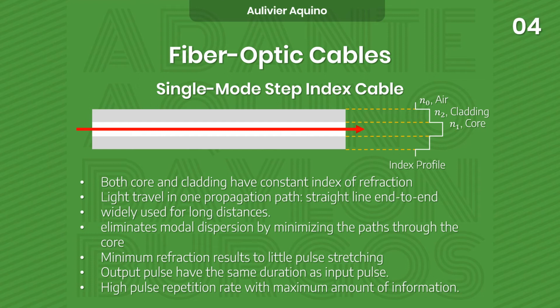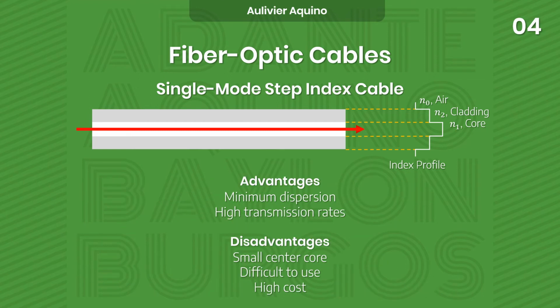The typical core sizes in a single mode step index cable are 2 to 15 micrometers. Here are the advantages and disadvantages of single mode step index cable. The first one for the advantages is minimum dispersion. All rays propagate down the fiber and take the same path. Therefore, it takes approximately the same amount of time. Therefore, minimum dispersion. High transmission rates. Due to the high accuracy in reproducing transmitted pulses, larger bandwidths with high transmission rates are possible.